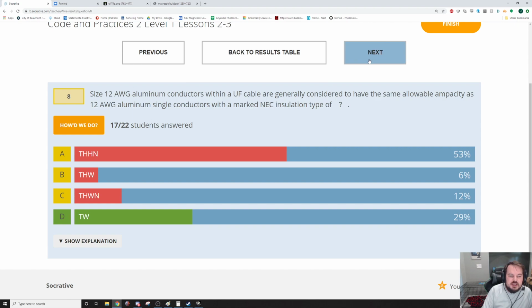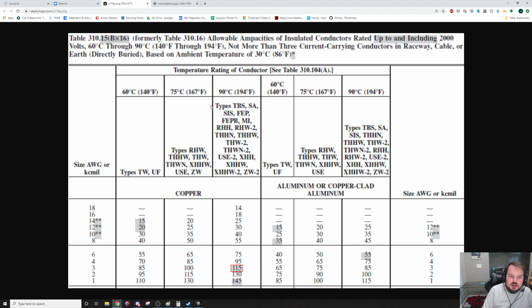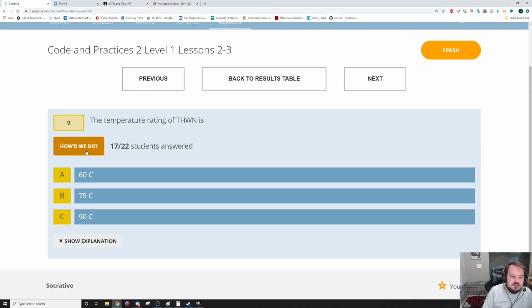But UF and TW. Temperature rating of THWN, again, we're going to look over here, find THWN. It is 75 degrees Celsius. THWN-2. The -2 means it's a 90 degrees Celsius wire. That's what the -2 means.